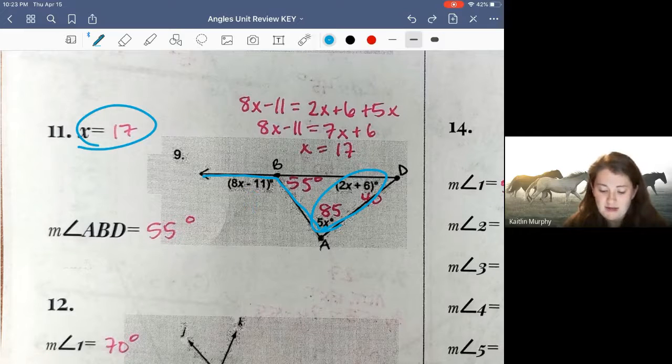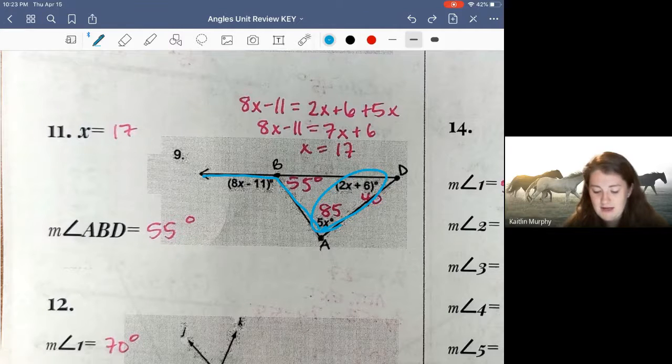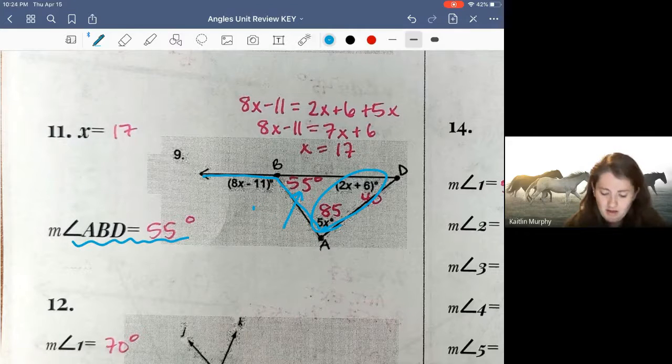Actually, I guess I came in and solved these two inside ones, although it would have been less work to find that outside one, so I don't know why I didn't do that. I plugged it in and got 85 and 40 for these interior angles, and then solved the triangle needed to add up to 180 to get the 55 degrees for the measure of angle ABD. But it would have been more efficient for me to plug it into the 8x minus 11 and then subtract it from 180. I don't know why I did it the other way. Weird.